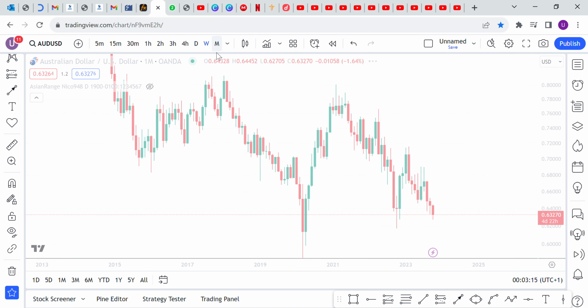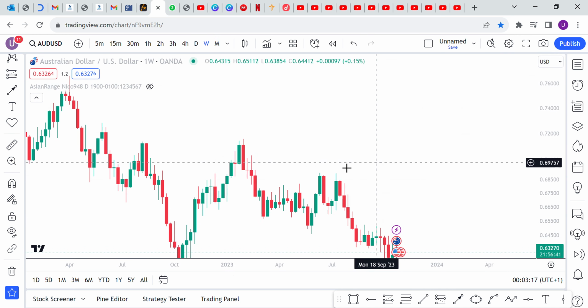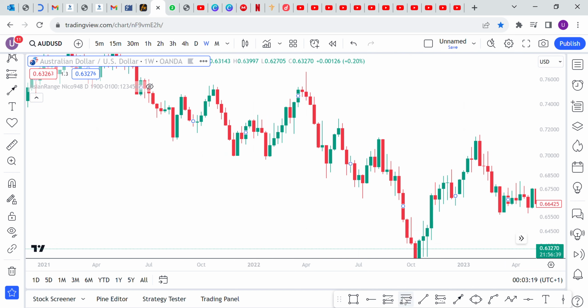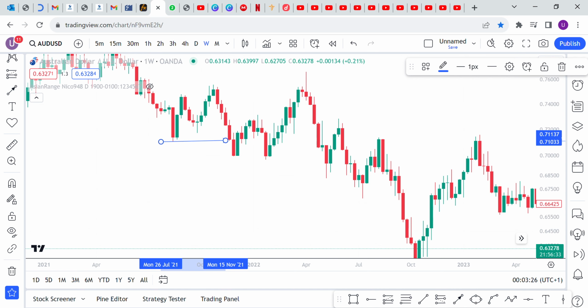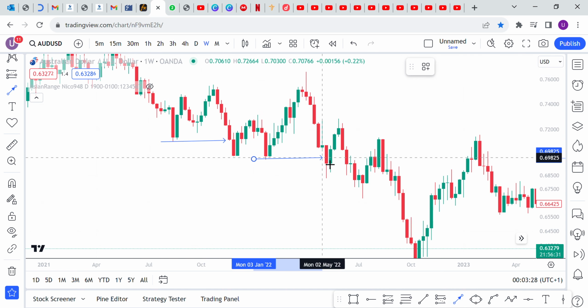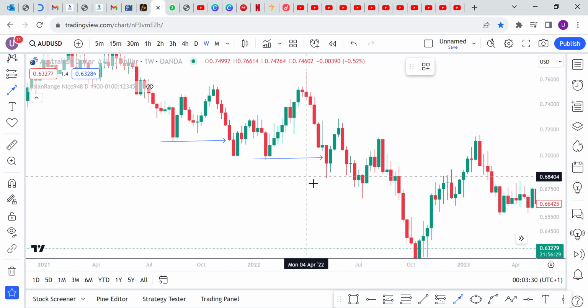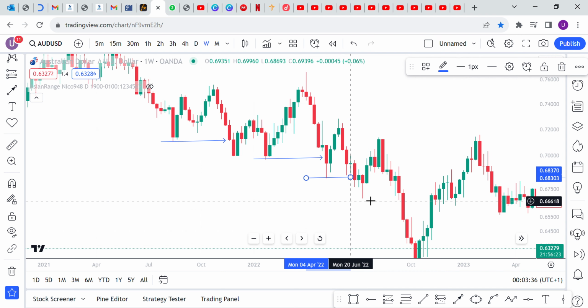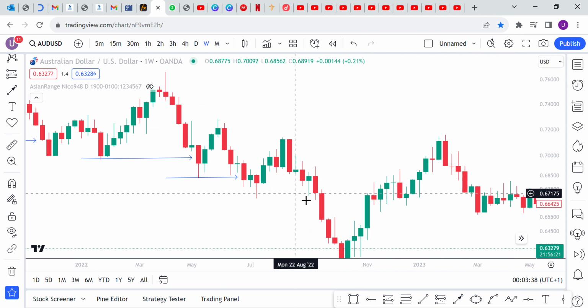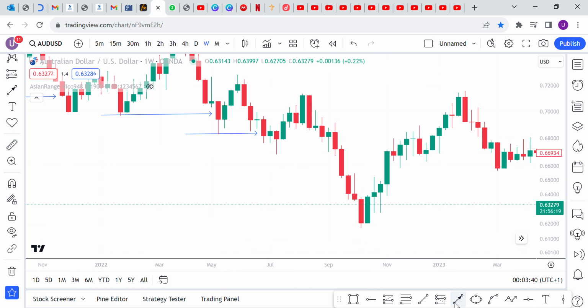Now we come down to 1 week. What are we seeing here? We're seeing here a break of structure, a break of structure. We're seeing here again a break of structure on 1 week. When the market breaks with a wick, it is not usually counted as a structural break, so we look for a body. The market must come out with a body. Then we have here a break of structure.